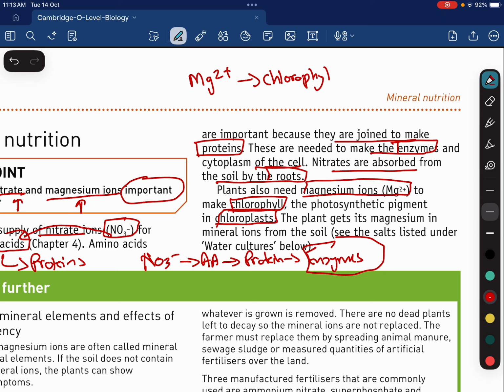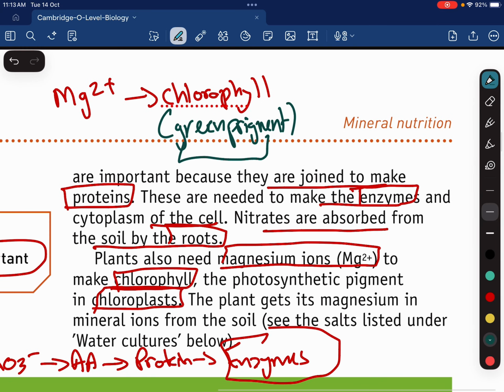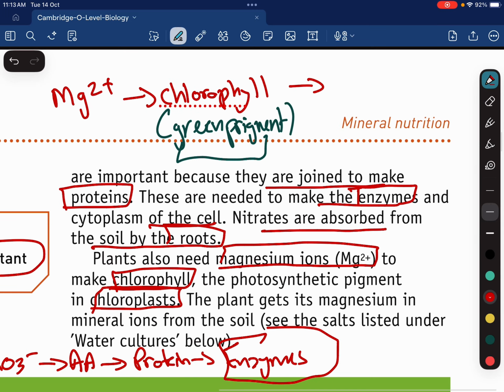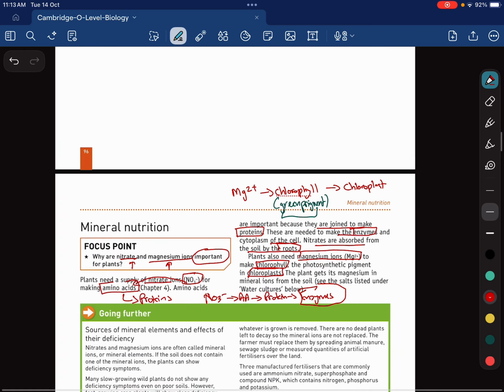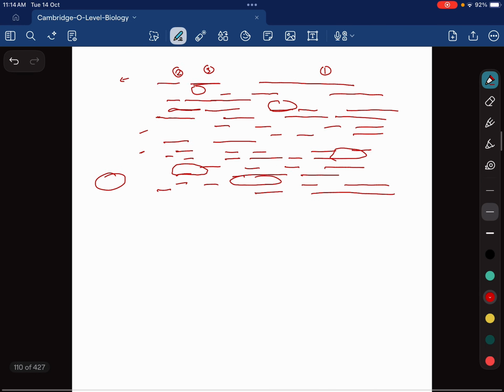And what did we learn? We learned that chlorophyll is a green pigment present in the leaf. Why do the plant's leaves have green color? It's mainly because of this green pigment present in the leaves. And this chlorophyll is present in the chloroplast. Let me just pull up a diagram.